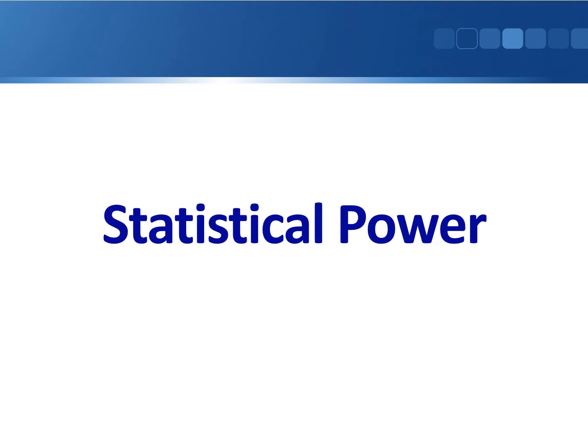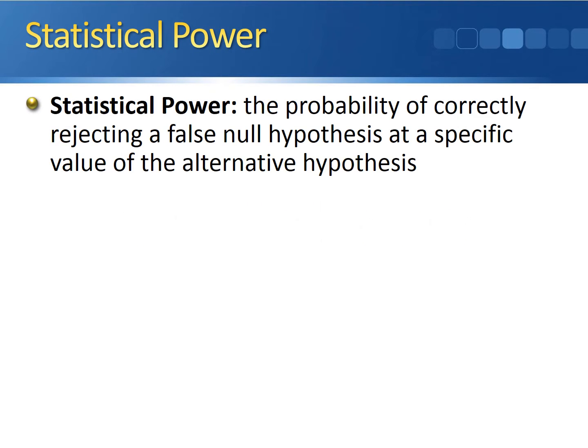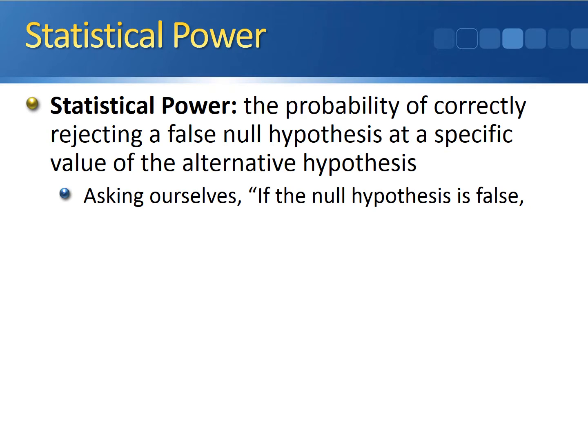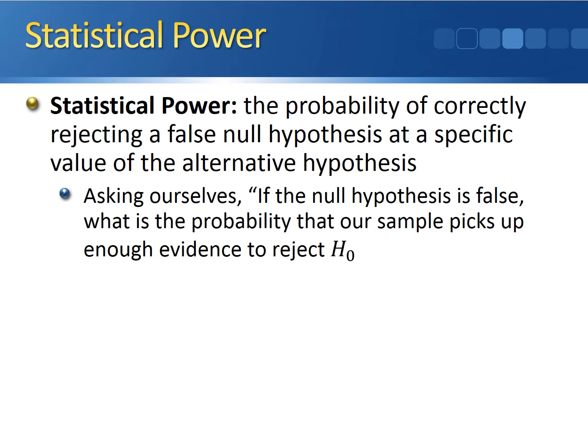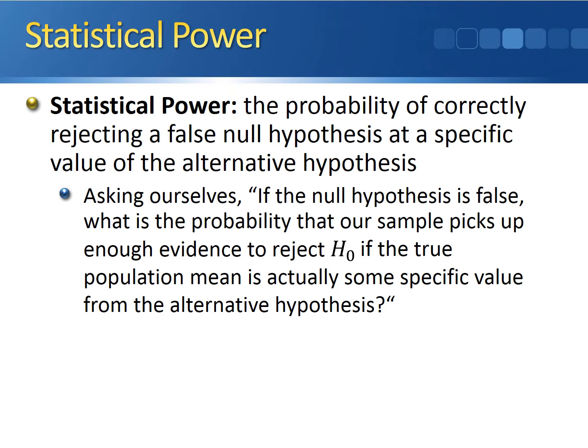This video is going to show you how to calculate the statistical power of a hypothesis test. The statistical power, or just power as we'll refer to it from now on, is the probability of correctly rejecting a false null hypothesis at a specific value of the alternative hypothesis. Basically, we're asking ourselves, if the null hypothesis is false, what is the probability that our sample picks up enough evidence to reject the null hypothesis if the true population mean is actually some specific value from the alternative hypothesis.